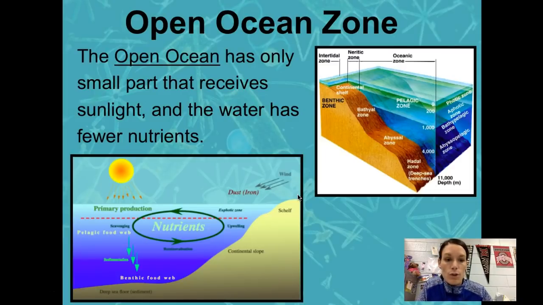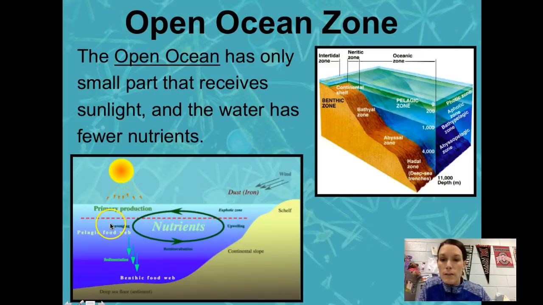Next up is the open ocean zone. This is where the continental shelf drops off, so we're talking the continental slope and outward. Only a small part of this water receives a lot of sunlight. The surface of the water here receives sunlight.